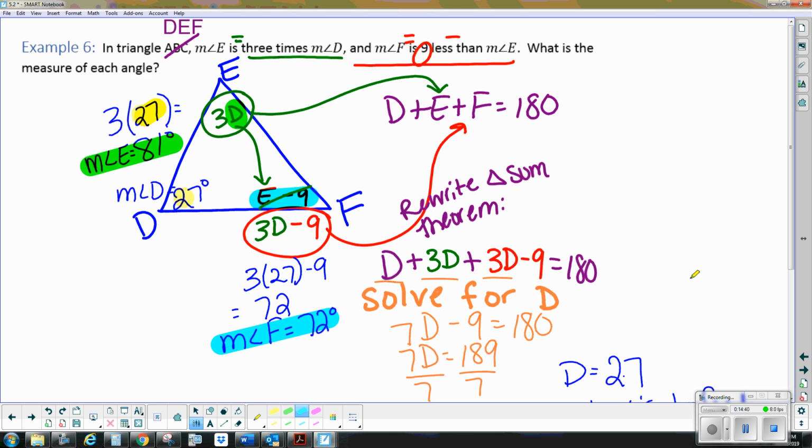So similar to systems of equations like you've done in Algebra 1 and more extensively in Algebra 2, we're going to apply that same concept to geometry.